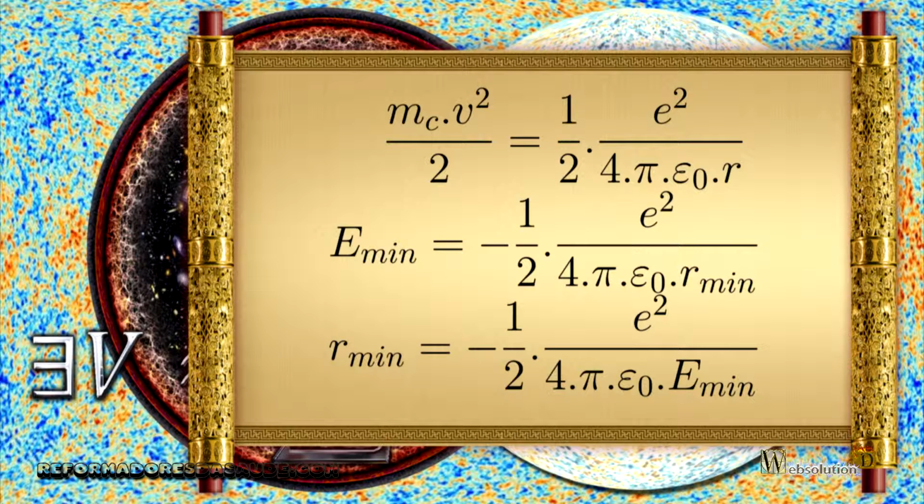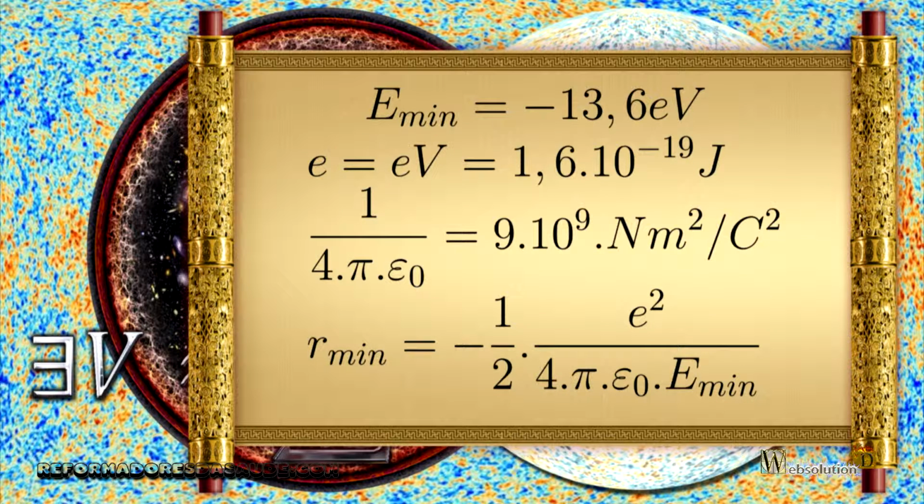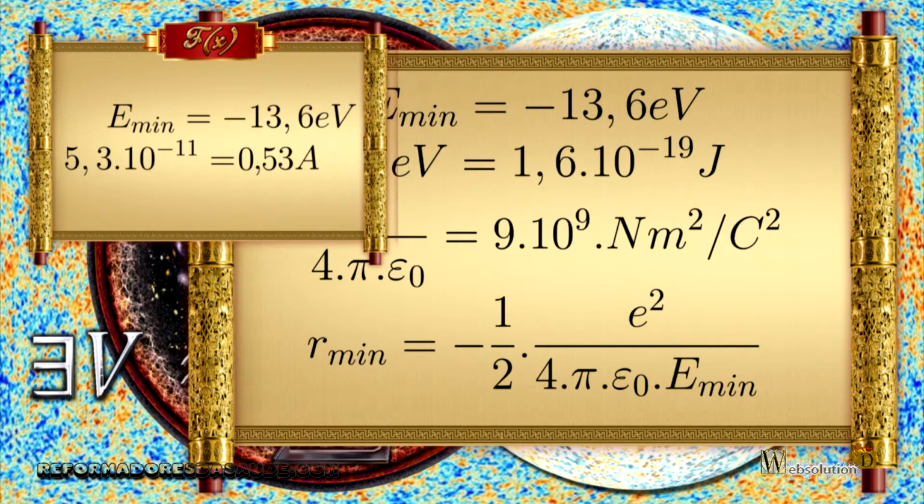Thus the minimum orbit is when the energy is minimal. The minimum energy was given, minus 13.6 electron volts. In conversion, an electron volt is 1.6 times 10⁻¹⁹ joule. The mass of the electron is 9.1 times 10⁻³¹ kilograms. 1/(4 pi epsilon 0) is 9 times 10⁹ newton meter squared over coulomb squared. Thus converting the values and adding the constants, we have the value of approximately 5.3 times 10⁻¹¹ meters, or 0.53 angstroms.